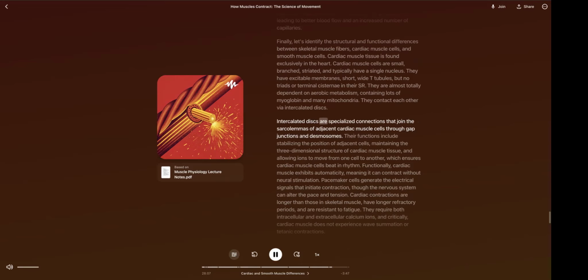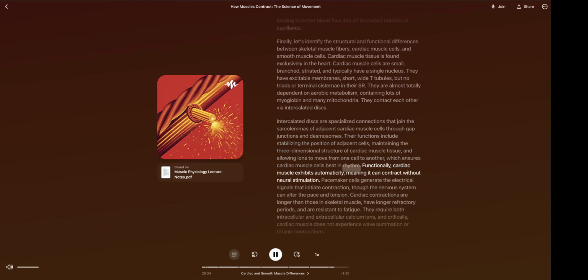Intercalated discs are specialized connections that join the sarcolemmas of adjacent cardiac muscle cells through gap junctions and desmosomes. Their functions include stabilizing the position of adjacent cells, maintaining the three-dimensional structure of cardiac muscle tissue, and allowing ions to move from one cell to another, which ensures cardiac muscle cells beat in rhythm.